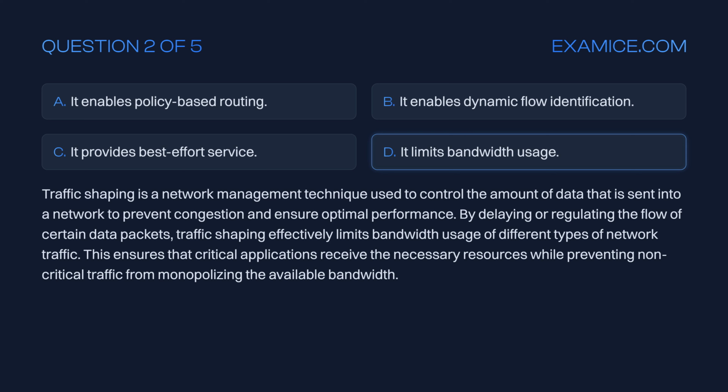The answer is option D. Traffic shaping is a network management technique used to control the amount of data that is sent into a network to prevent congestion and ensure optimal performance. By delaying or regulating the flow of certain data packets, traffic shaping effectively limits bandwidth usage of different types of network traffic. This ensures that critical applications receive the necessary resources while preventing non-critical traffic from monopolizing the available bandwidth.